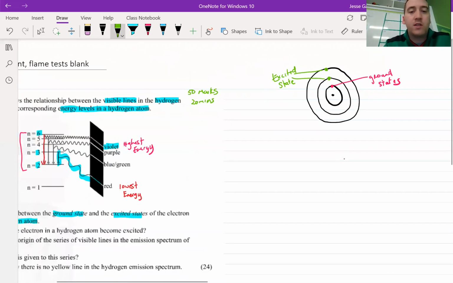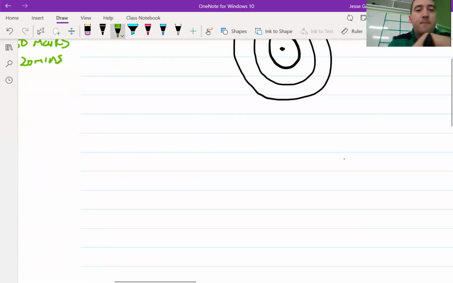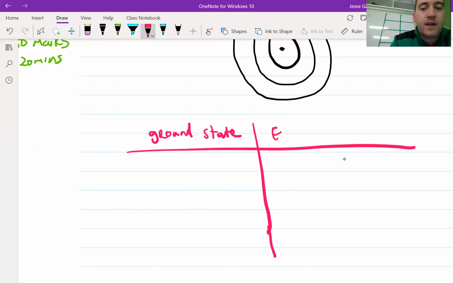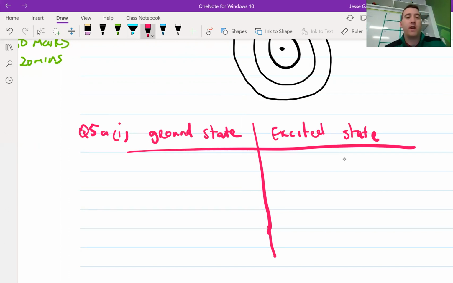So if we put into a table what the main difference is here, we use a table. So here's the ground state and the excited state. What I want you to do, 5A part 1, is to go ahead and write down the difference between them. Pause the video and do that now.